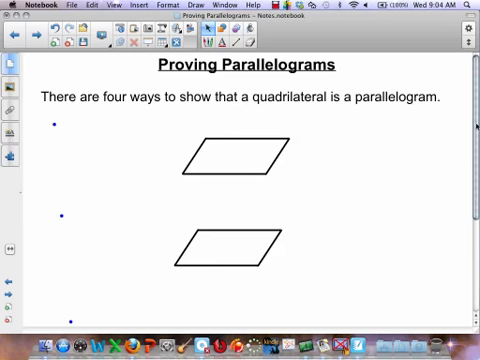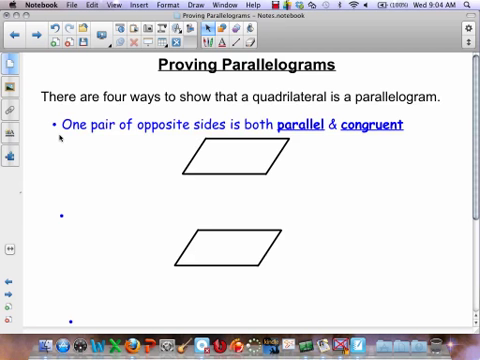all you do is meet one of these 4 options, and you are automatically a parallelogram. So if I'm a quadrilateral where I have a pair of sides that are both parallel and congruent, then that makes me a parallelogram. So you have to have the same pair of sides be both parallel and congruent. Notice, I don't need to know anything else about the other sides. All I need to know is that these 2 sides are parallel and congruent, and that guarantees me to be a parallelogram.